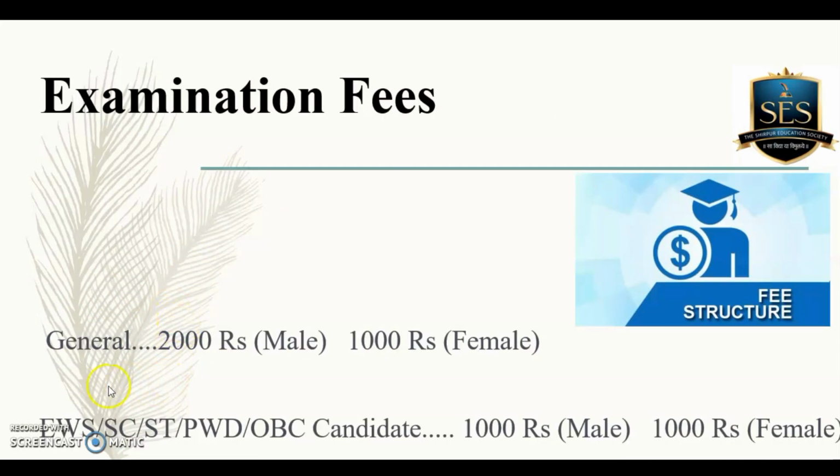Now, what is the examination fee? For a general category student, if he is male, he has to pay 2,000 rupees, and if she is female, she needs to pay 1,000 rupees. For EWS, SC, ST, PWD, and OBC candidates, the fee for male and female is the same, that is 1,000 rupees.